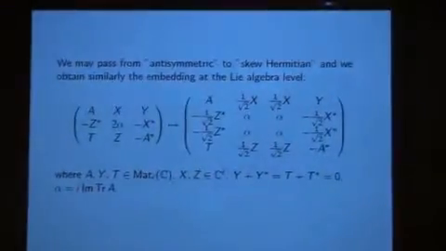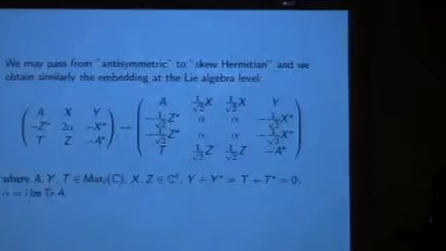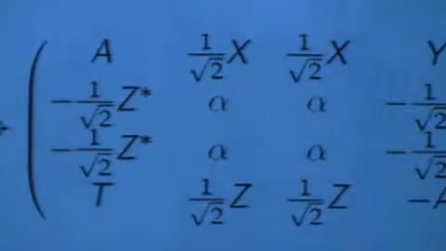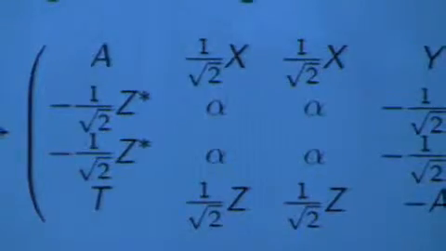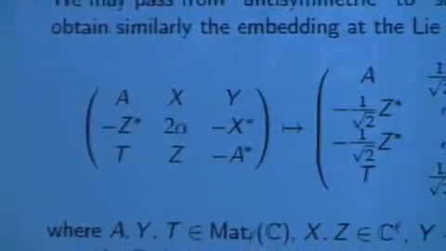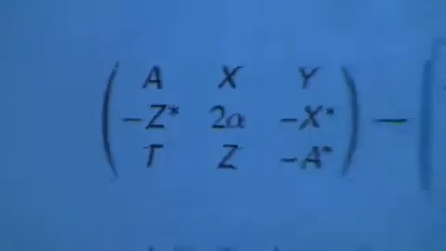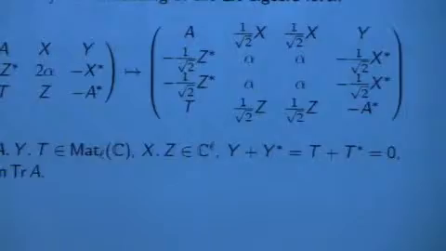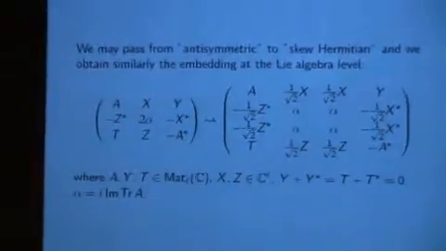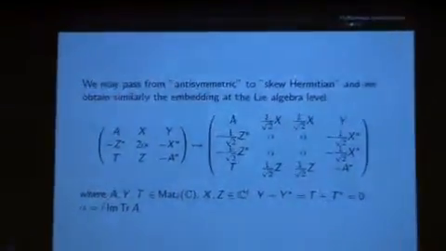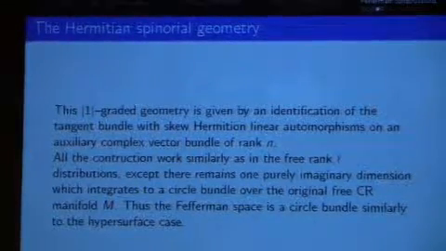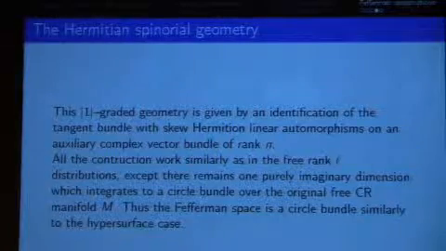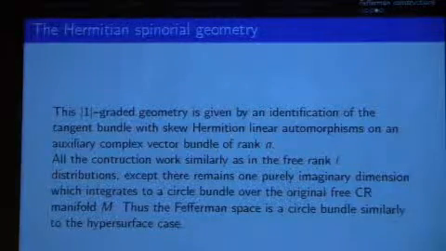Whereas here, there will be just one piece staying aside, and that's again the purely imaginary thing in the middle here. So again, we are ending in exactly the same situation as in the original Fefferman construction. We have got a circle bundle over each of our free CR distributions, equipped with what we call, just by pure analogy, Hermitian spinorial geometry.